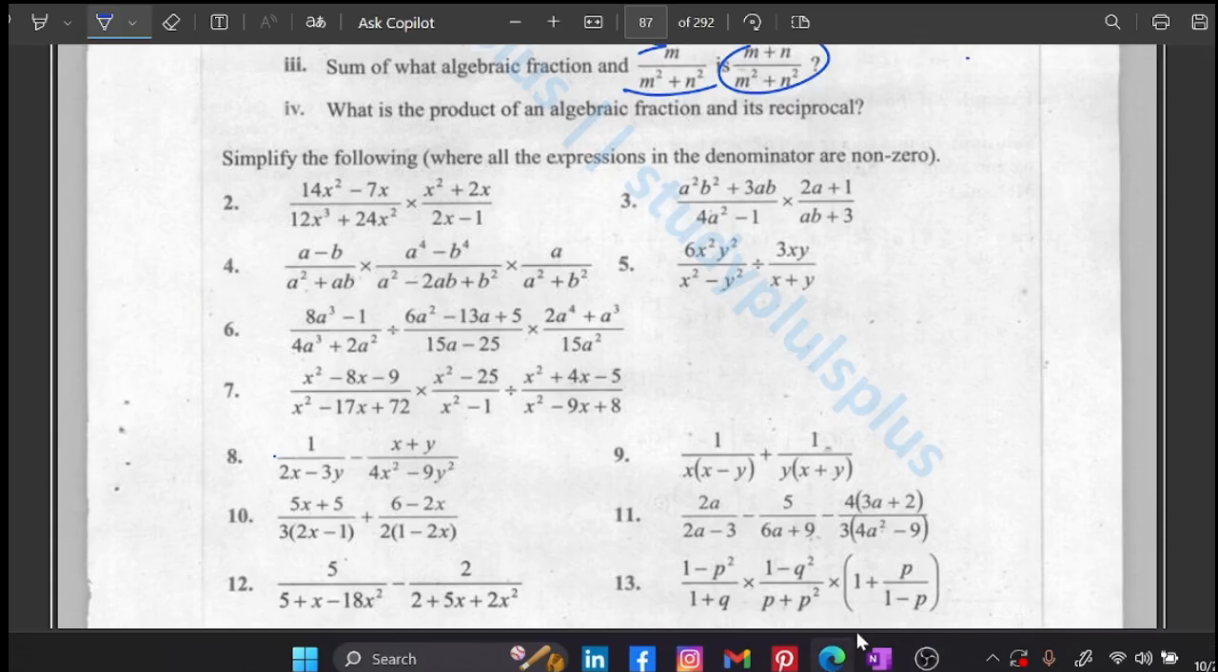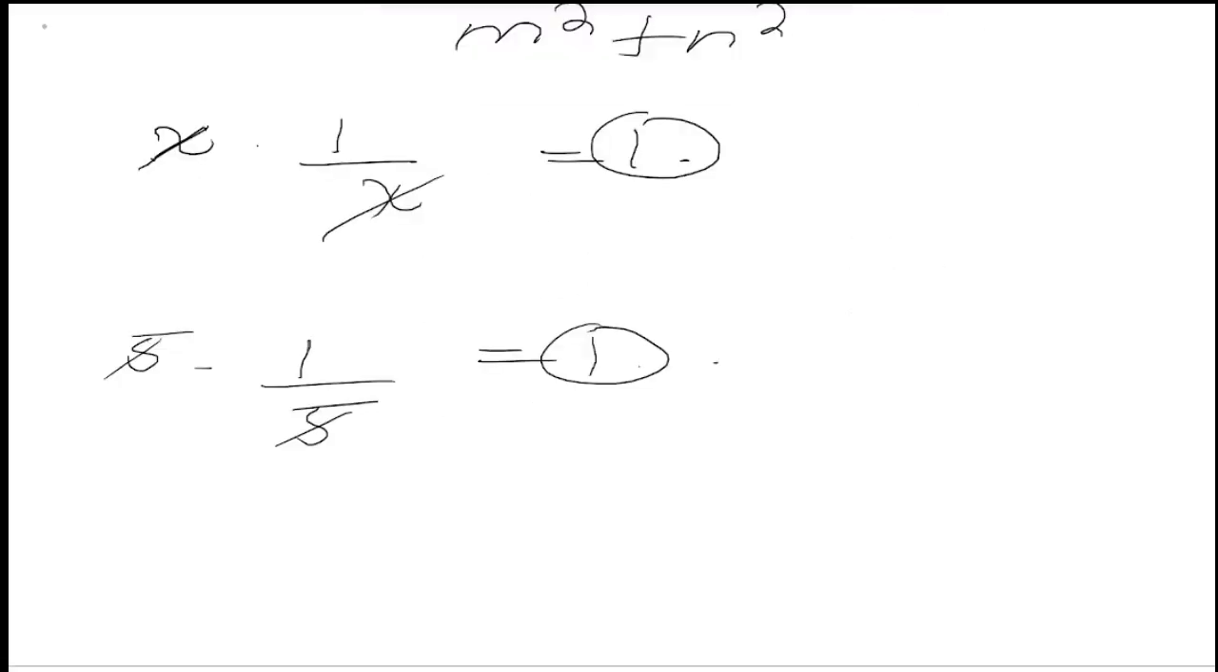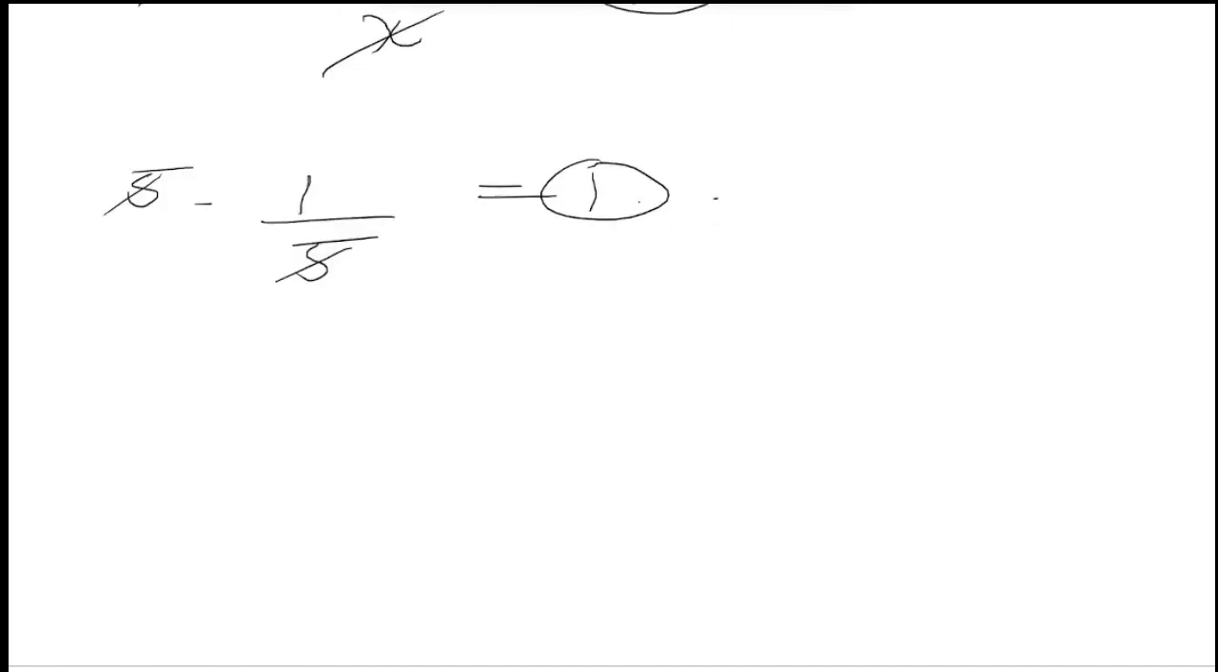Okay everyone, so let's attempt question number 2. Here we need to simplify the following where all the expressions in the denominator are non-zero. For the first expression, we have 14x square minus 7x divided by the denominator, multiplied with x square plus 2x divided by the denominator, which is 2x minus 1. Now how can we tackle this question? It's pretty easy. So what was the first numerator?